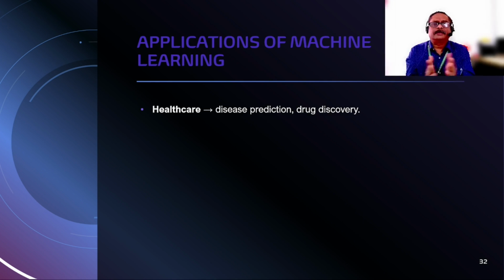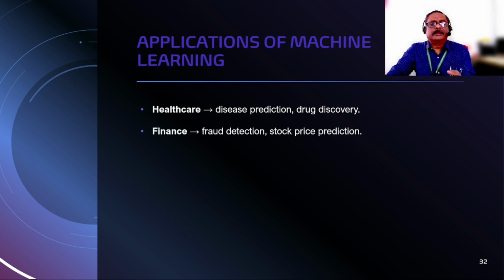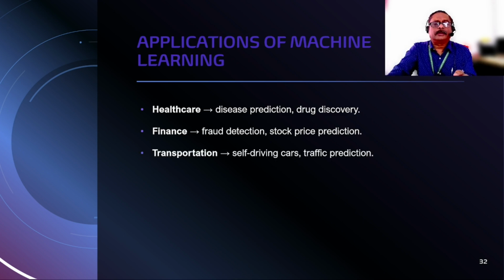Instead of that, we can just try to copy their behavior through machine learning, and that way a lot of development is done now in healthcare, and because of that so many advancements are possible. Under finance, there is fraud detection, stock price prediction and all. Even experts sometimes fail to identify frauds, or when to purchase a share and when to sell a share. But through machine learning, we can make more accurate predictions.